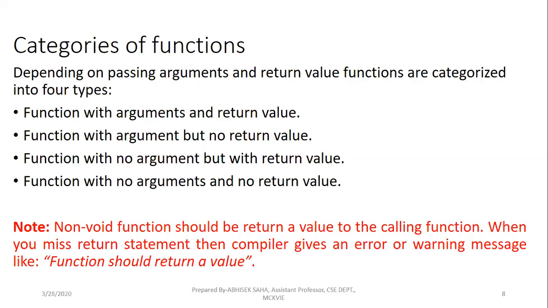Important point is, if your function is non-void, what is the meaning of non-void? That means the function is returning some value to the caller. It should return a value to the calling function. And if you miss writing the return statement, then the compiler will give you an error. Function should return a value. So if your function is non-void, you must return a value to the caller. So these are the 4 types of functions we have.